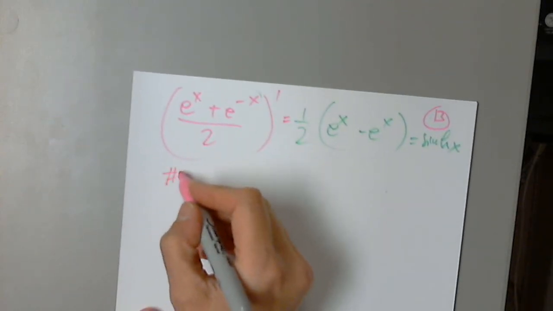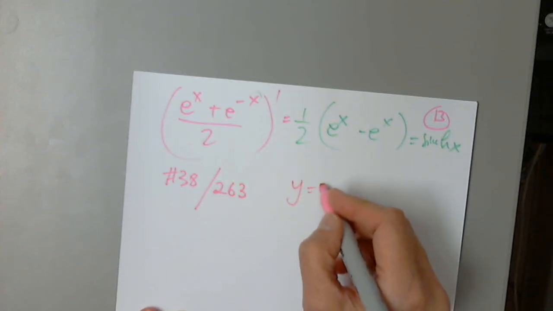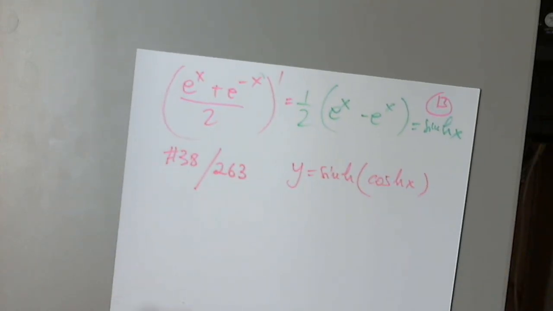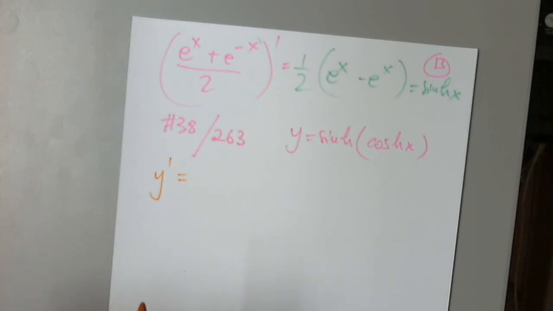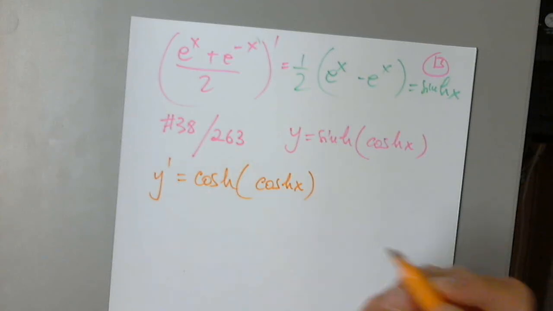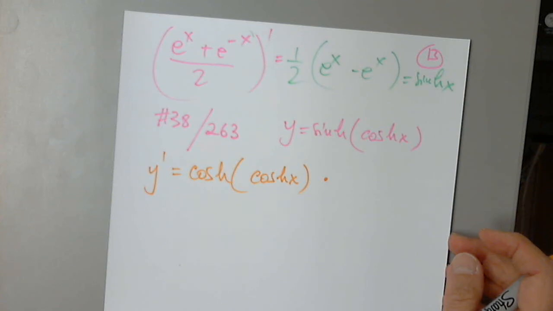So 38. On page 263 is y equals hyperbolic sine of hyperbolic cosine. Yes, we have to realize that this is the chain rule. It's a function inside another. And what will I have to write? Of hyperbolic cosine times hyperbolic sine.